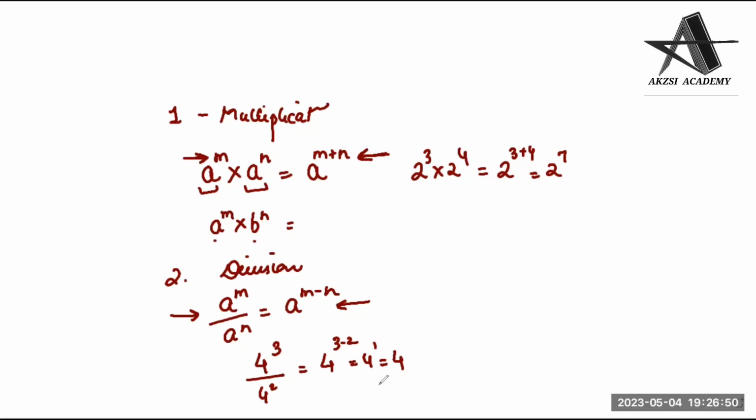Now suppose two different base numbers are there. 2 to the power of 3 over 4 to the power of 5. Just like I told you, I have seen the kids do 2 divided by 4 is 1 by 2 and they subtract the powers. No. So 2 to the power of 3 is 8 and 4 to the power of 5 is 1024.